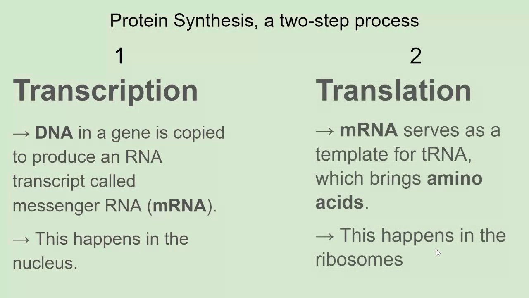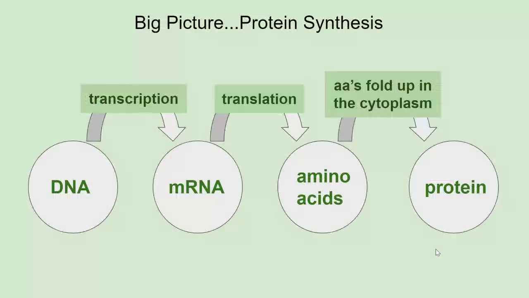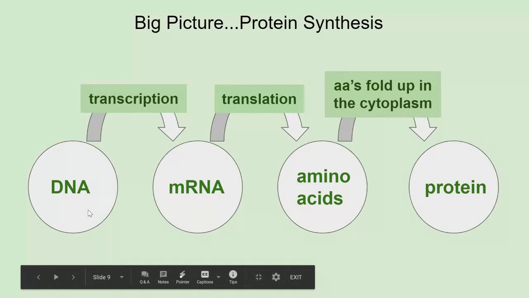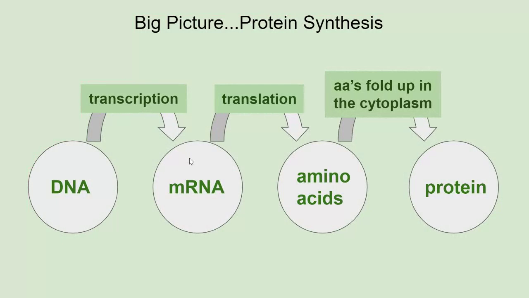Step 2 is called translation. That's when mRNA is a template for tRNA, which brings amino acids together at the ribosomes. This happens in the ribosomes. Here's another way to look at it, kind of a big picture. We start with DNA that's in the nucleus. DNA cannot leave the nucleus, so it goes through transcription to make strands of mRNA.